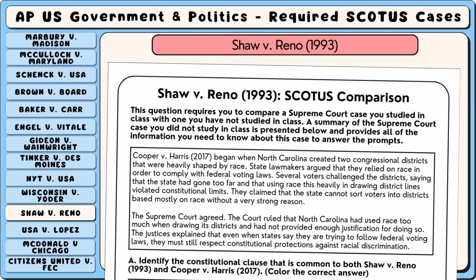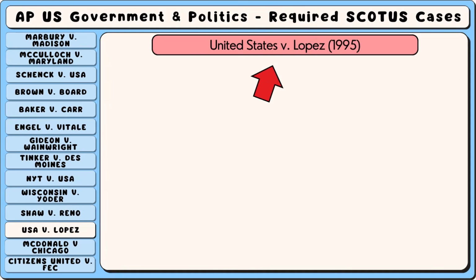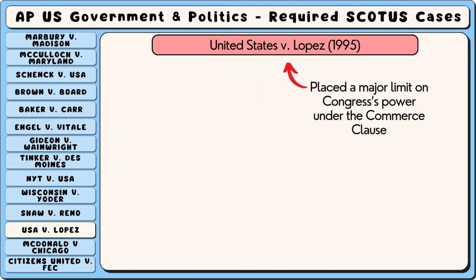Then, have a go at the essay response task where you'll get an inside look at an essay response that uses this Supreme Court case in an exam-style comparison question. The next required Supreme Court case is United States versus Lopez. This case is significant because it placed a major limit on Congress's power under the Commerce Clause.